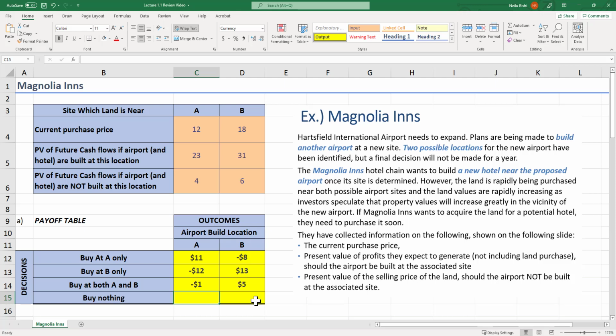And if I do nothing, what I get is $0 each time. You don't win, you don't lose. And that's how I would construct my payoff table in Excel.